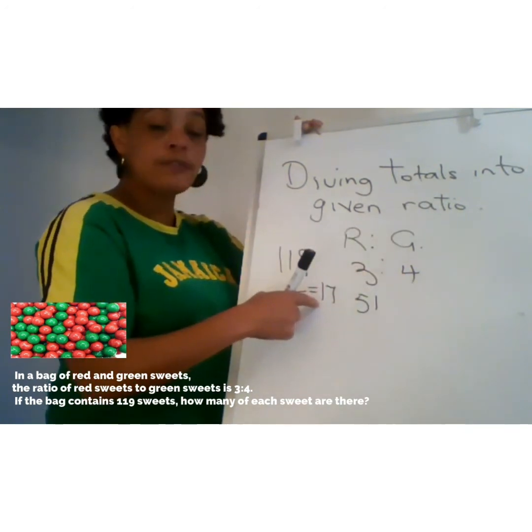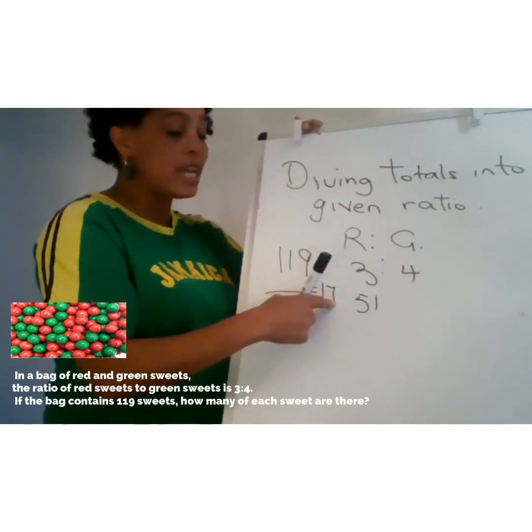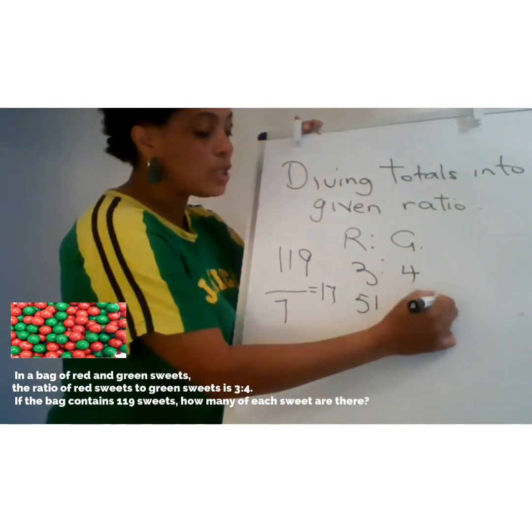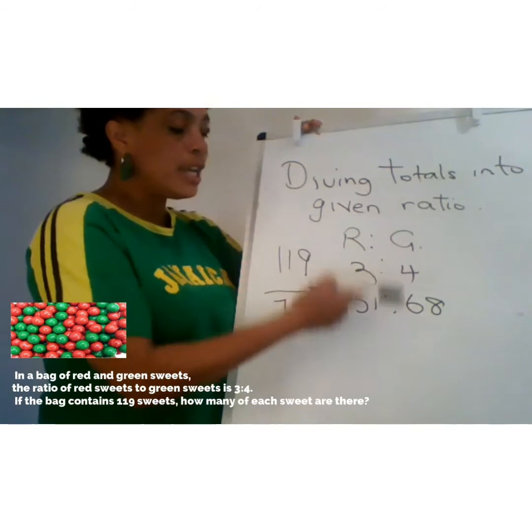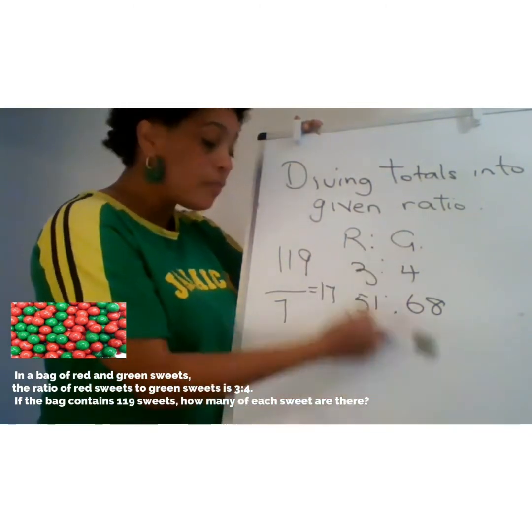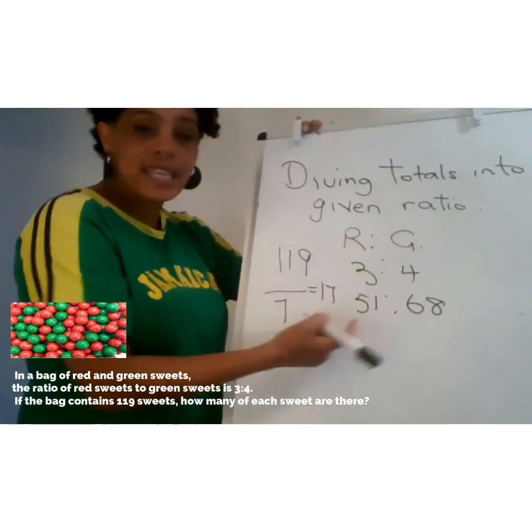4 times 10 is 40. 4 times 7 is 28. So 40 plus 28 is going to give us 68. So the ratio of red to green is 51 to 68. So we have 51 reds and 68 greens.